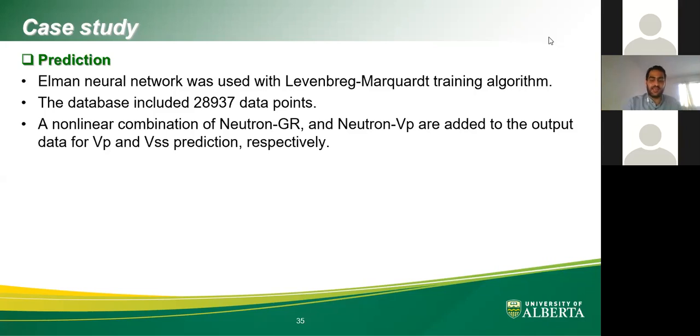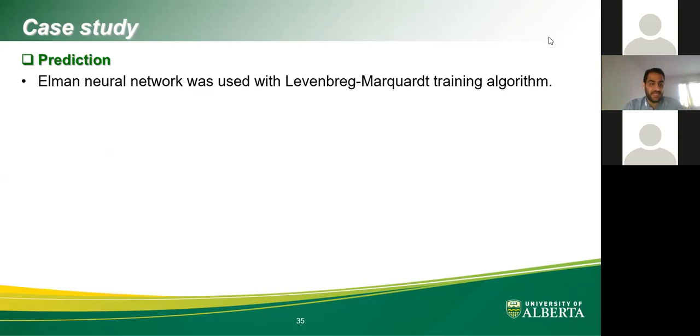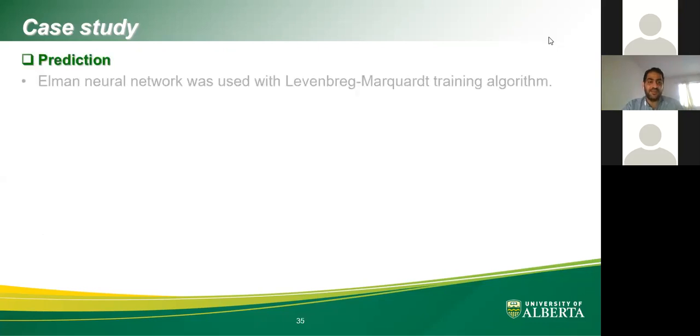Using this strategy, my result for VP and VS prediction, my RMSE, was improved to 15.38. Before using this strategy, it was about 20. And I improved my results significantly using only this strategy. And to be honest, I tested the third solution here, just to talk about it. If I use the third solution, my RMSE would be about 12.